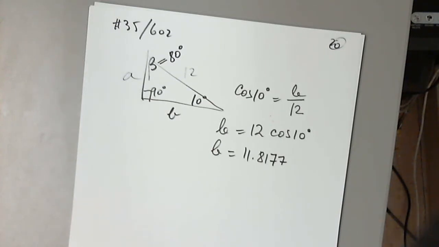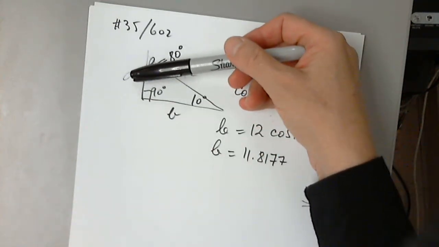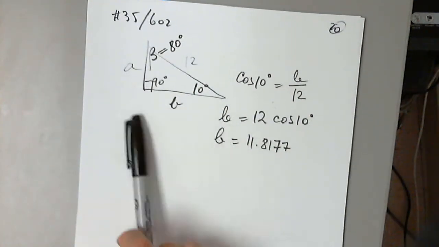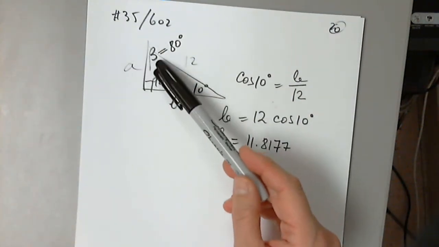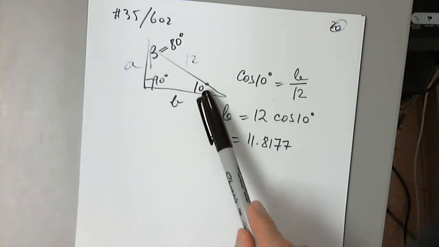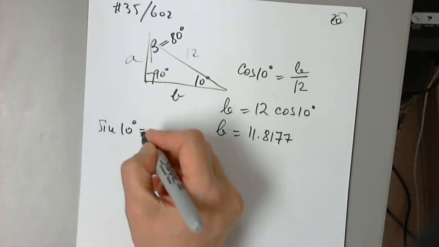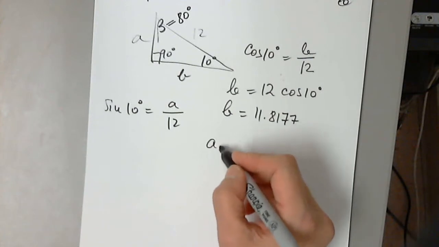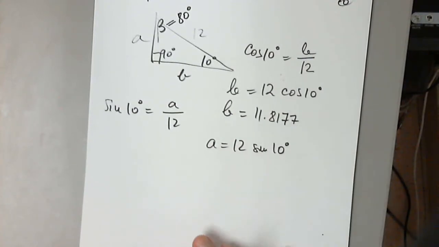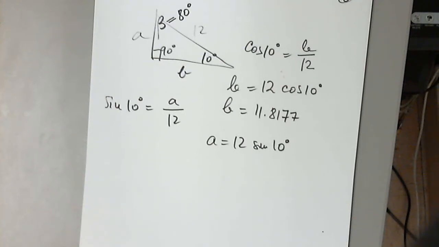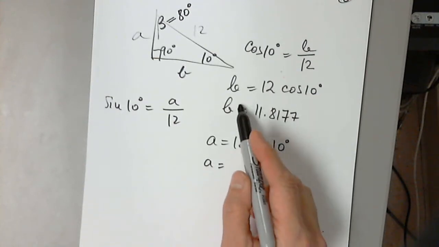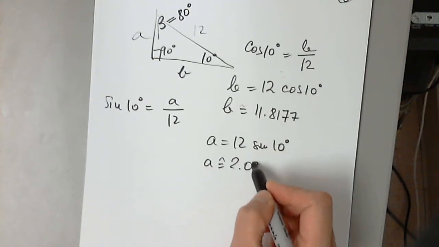And now it's up to you how you determine the other leg. It doesn't matter, you can use the Pythagorean theorem, but I would have preferred, for example, to use sine 10 degrees equals A over 12. Cross multiply again, and I get 12 sine 10 degrees. I think that's much easier than using the Pythagorean theorem. So I have 12, and this time sine 10. And I get A equals, approximately of course, 2.0838.